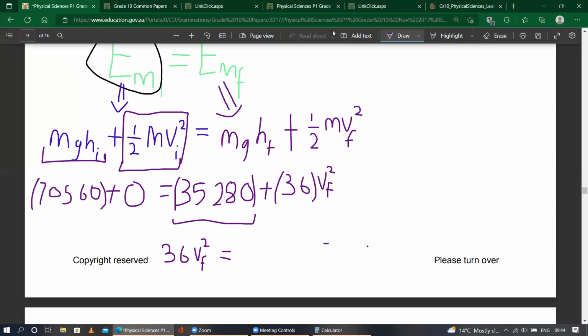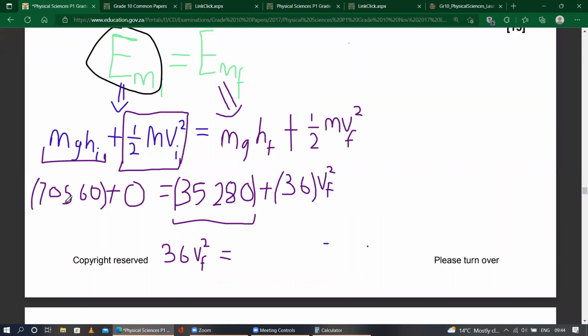Wait, so this is positive, and when we take it to the other side, it's gonna become negative. But doesn't the 70,000 become negative now because you're taking it to the left? I mean, to the right. It just depends on what you want to do. You can either take this one to this side, or take this one to this side and this one to the other side.